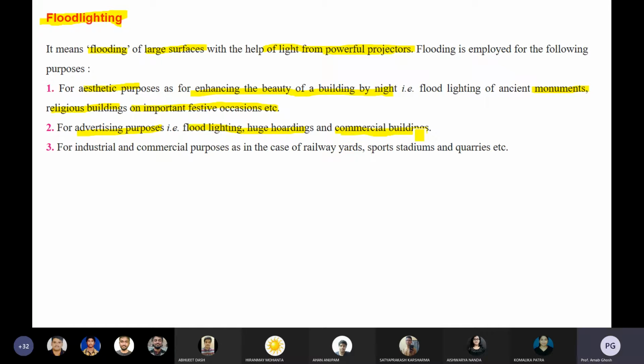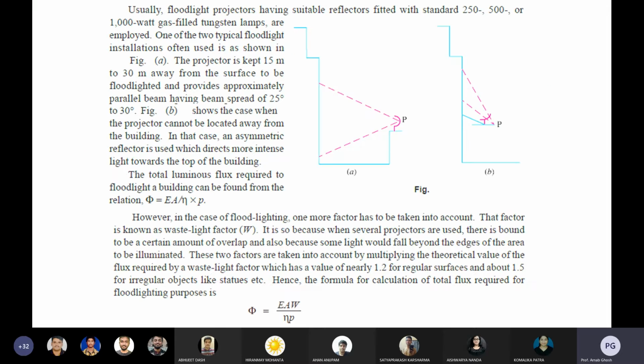All are the examples of flood lighting. For industrial and commercial purposes, as in the case of railway yards, sports stadiums, quarters, floodlighting is normally used. For flood lighting, the projector option is there. You can see the area of lighting, this is your area of lighting, and it can be projected in such a manner.